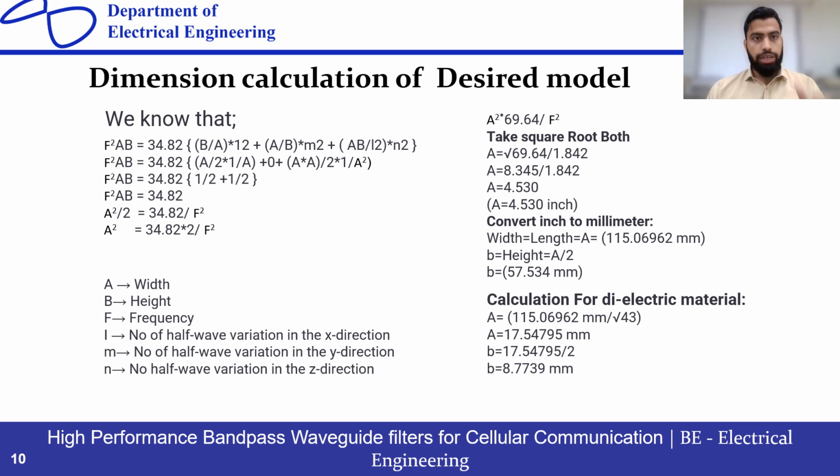Okay, so here is the dimension calculation of the desired model. I used these formulas for the air-filled waveguide. You can see that here F represents the frequency, A represents the width, and B represents the height of the resonators. And here the L, M, N values show the half-wave variations in the X, Y, and Z directions. For my own desired model, I put in a 1.842 gigahertz value here, and I found the dimensions for my desired model.